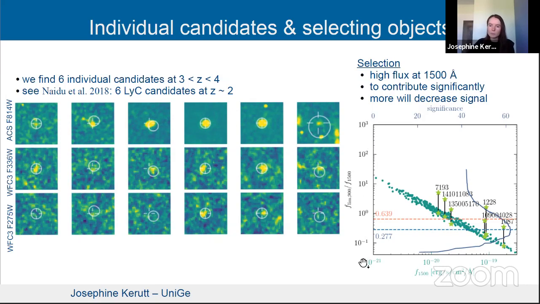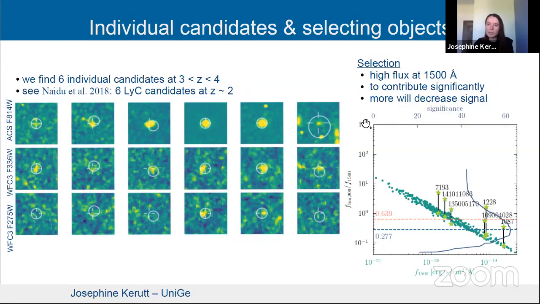And this is what I'm doing with this plot here. So I'm showing the measured flux at 1500, so the UV continuum flux. And on the y-axis, the Lyman continuum limit over the UV continuum flux. So this means I assume that each of the objects is detected by one sigma signal. And this is the flux that would then contribute to the stack.